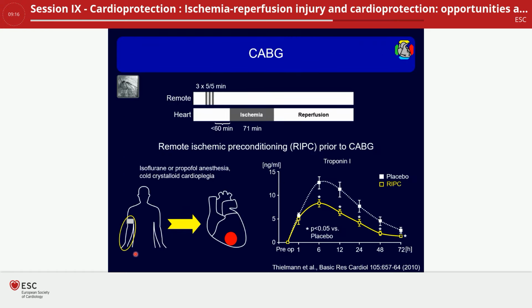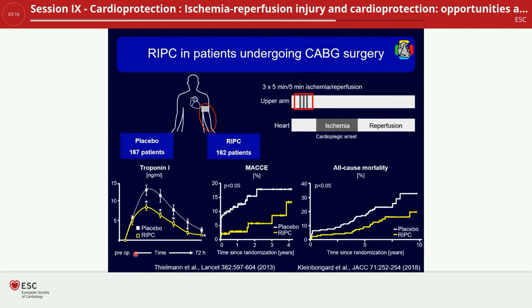We in Essen have also used the paradigm that I've shown to you with Derek Yellon and Derek Hausenloy before, that is the bypass surgical operation. And we basically repeated what Derek Hausenloy had shown. If you inflate a blood pressure cuff in those patients, you can actually reduce the troponin release during bypass surgery. More importantly, however, we not only showed that the acute damage in terms of troponin release is being reduced, that is the left lower part of the slide, we also showed that this had prognostic impact.